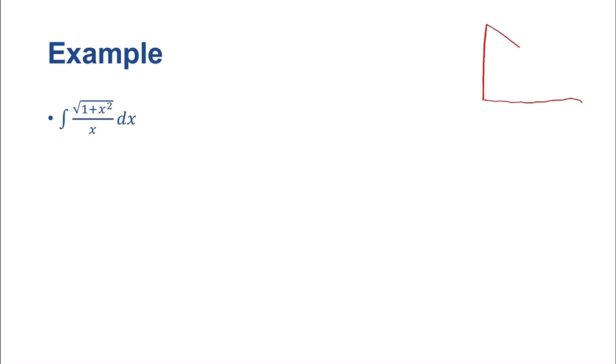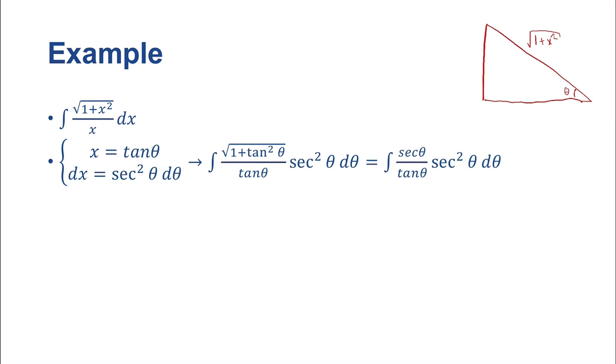Now, again, what we see here is a triangle, and we also see a plus sign, which means that we're going to be dealing with a hypotenuse for our known. So our known is the square root of 1 plus x squared, and our theta goes right there. So we make the substitution, x equals tangent theta, and dx equals secant squared theta d theta. This leaves us with the integral of the square root of 1 plus tangent squared theta over tangent theta times secant squared theta d theta.